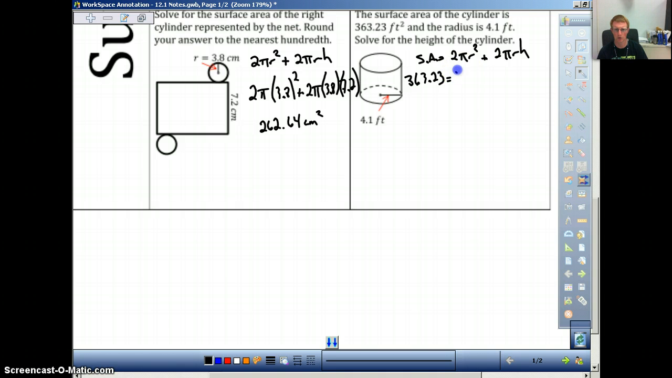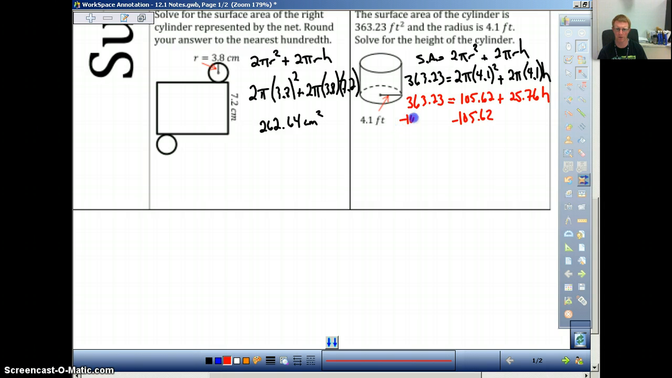Okay? So looking at this, this is 363.23 equals 2 times pi times 4.1 squared plus 2 times pi times 4.1 and then h. So h is what we don't know. Okay, so we're going to go through and solve now for our h. That's going to require us to have decimals, and that's fine. So let's do a different color. 363.23 equals, and then this as a decimal is 105.62 plus 25.76 h.